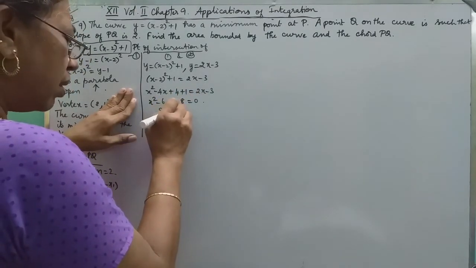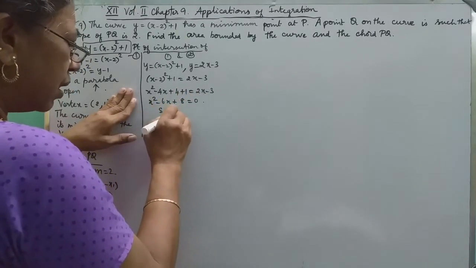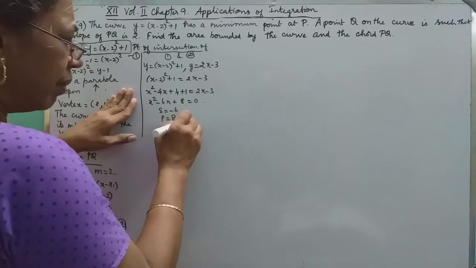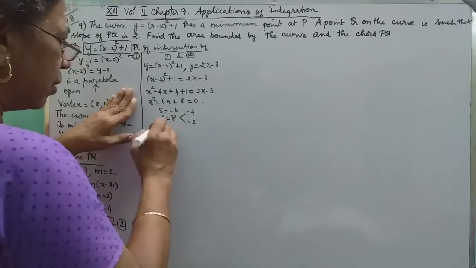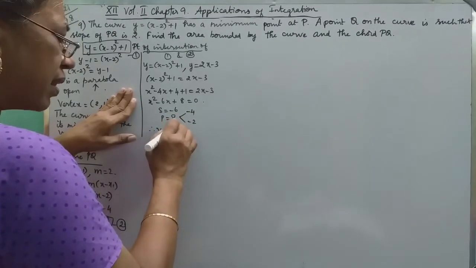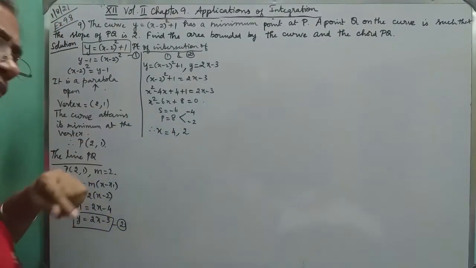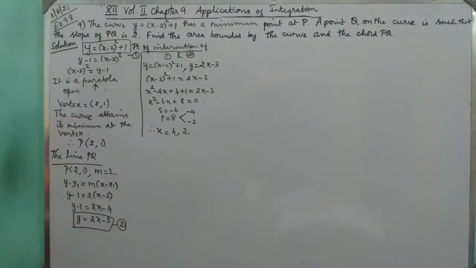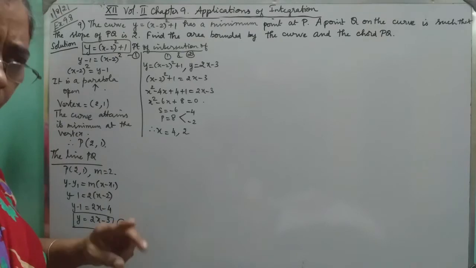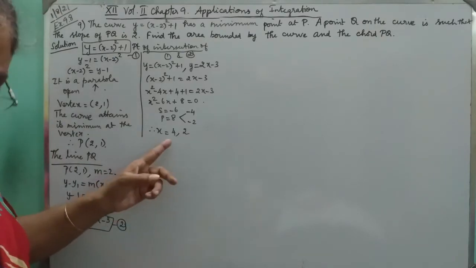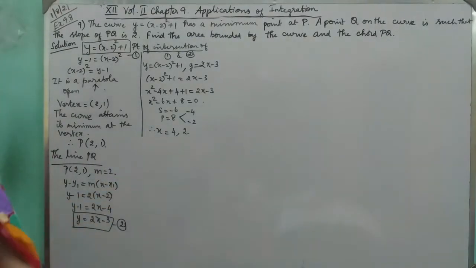So the sum is equal to minus 6 and the product is equal to 8. Find two numbers whose sum is this and product is 8. That is minus 4 and minus 2. Therefore the values of x are 4 and 2. It is a quadratic equation, so we are getting 2 roots. That means the parabola and the line are intersecting at 2 points, at which x will be 4 and x will be 2.